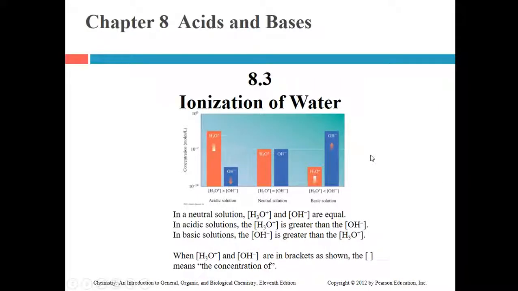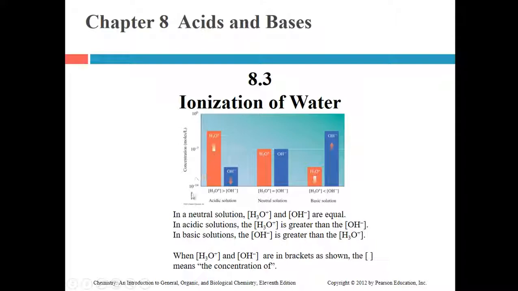8.3 Ionization of water. Now this section helps us understand a little bit more when we go to the next section, when we're determining pH and where that equation is coming from. So let's see what we're talking about. We're really talking about what happens when water forms ions.